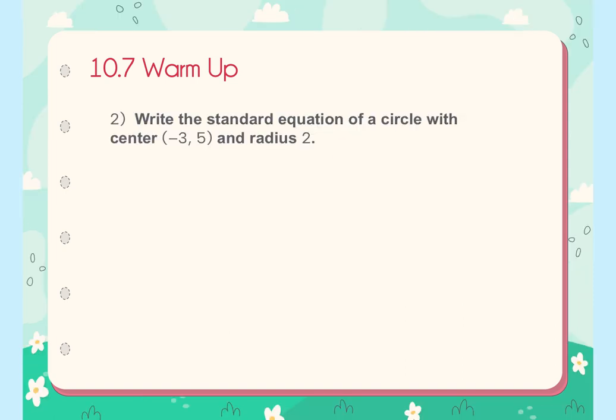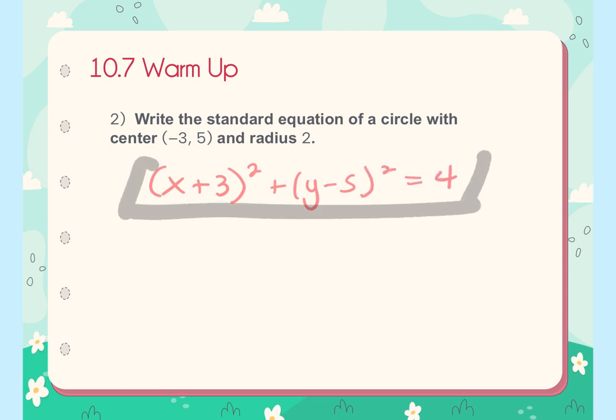2, write the standard form of an equation with a center, negative 3, 5, and radius 2. So when we plug in, we change the signs because it would be minus a negative 3. So this would be x plus 3 squared plus y minus 5 squared equals 2 squared, or 4. Questions on that one?